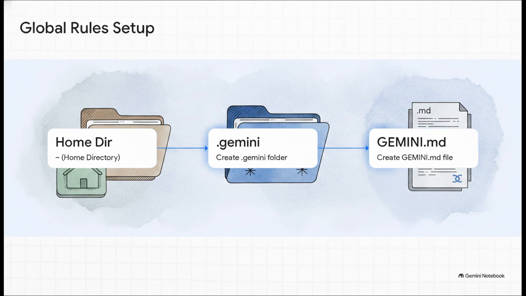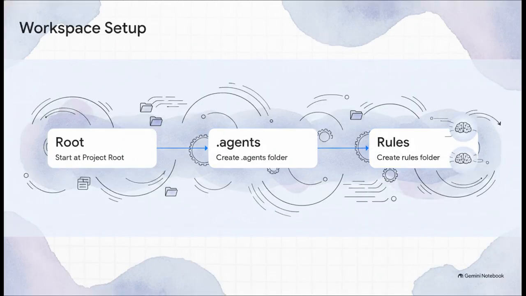Let's look at the global scope first. If you want rules that apply universally across every project on your machine, just follow this path. Go to your home directory, create a folder named .gemini, and inside that, drop a markdown file named GEMINI.md. Boom, done. It's that easy. But let's see how this builds out for specific projects. For Antigravity 2.0, Google actually recommends a workspace-specific folder approach instead. So at your project root, you create a .agents folder, and right inside that, a rules folder.